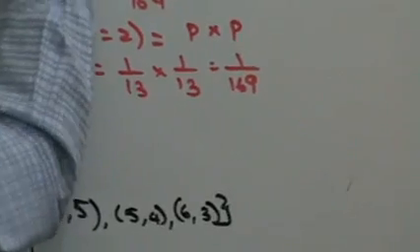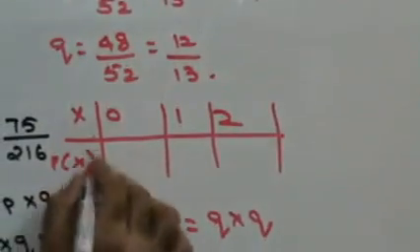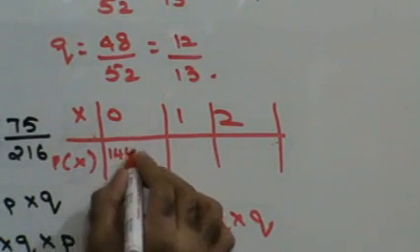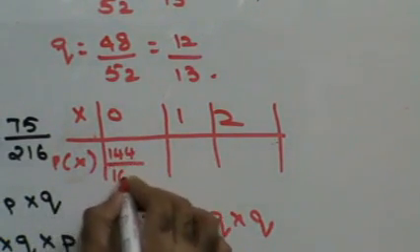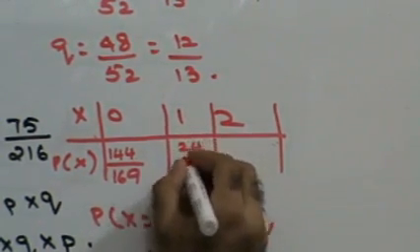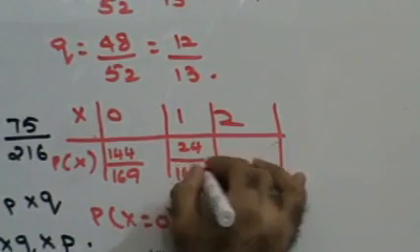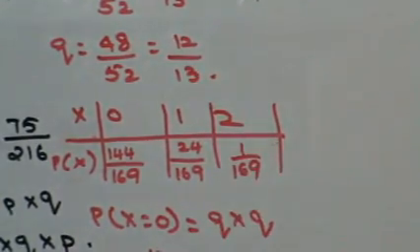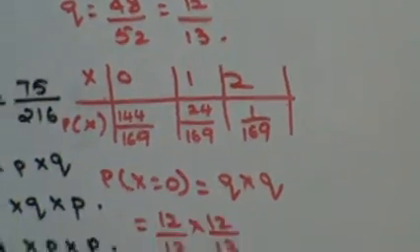Right? So probability distribution of x, 0 successes, is 144 by 169. 1 success is 24 by 169. 2 successes, 1 by 169. Next, take on another sum, guys.